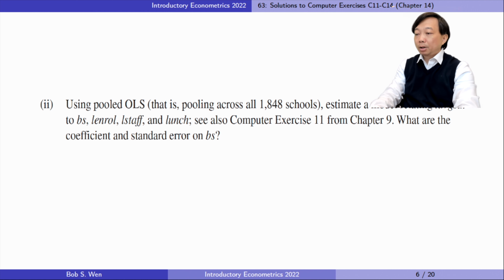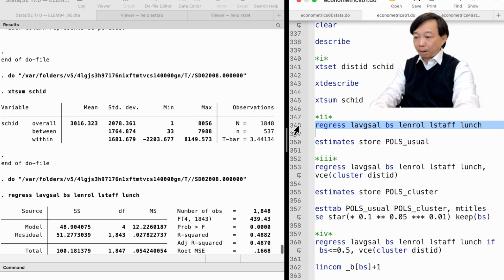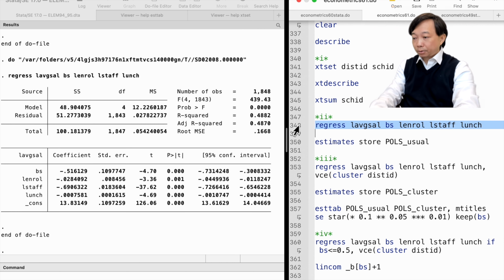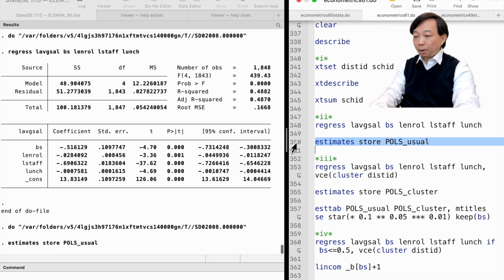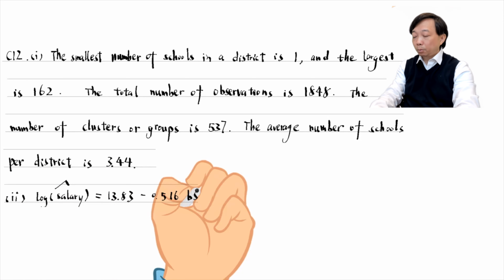In part 2, we use pooled OLS to estimate a model relating the log of average salary to BS, log enrollment, log staff, and lunch. What are the coefficient and standard error on BS? We estimate the model by pooled OLS. The coefficient on BS is minus 0.516. And its usual standard error is 0.110.